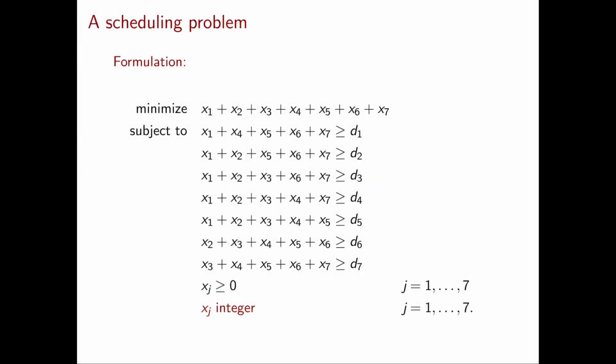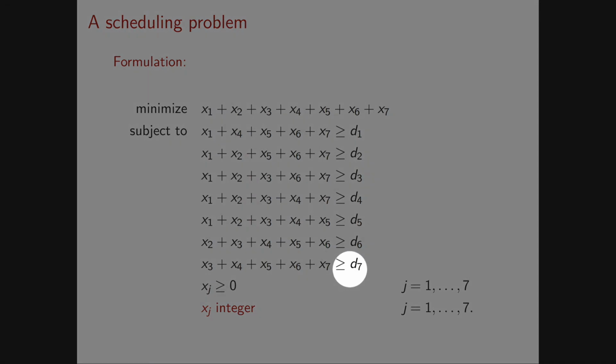We need to write down that in every day of the week we have enough nurses. Let's start, for example, with day 7. So we need at least d7 nurses working on that day. And so which nurses will be working in that day or, well, in that night? Well, those that start their week on the same day, plus those that started the week 1 day before, 2 days before, 3 days before, and 4 days before.